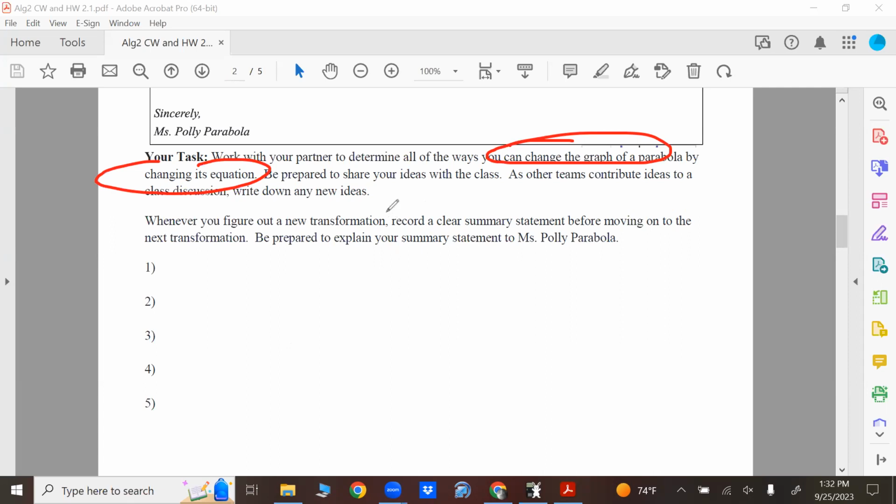So generally speaking, the equation looks like this again: y equals a(x minus h) squared plus k. I'm going to explain what h, k, and a do in just a little bit. But let's talk about all the different ways you can change it.